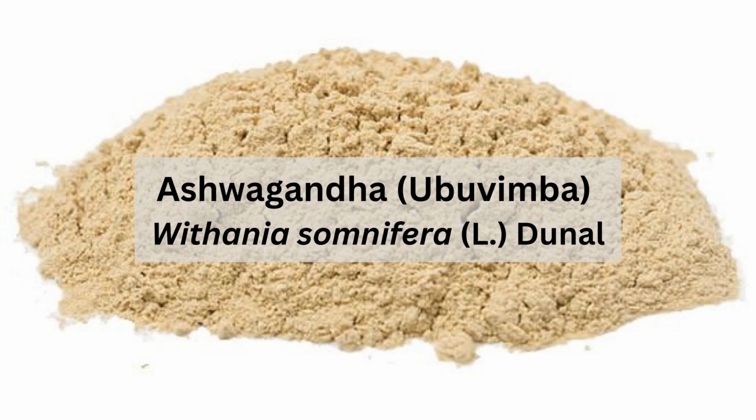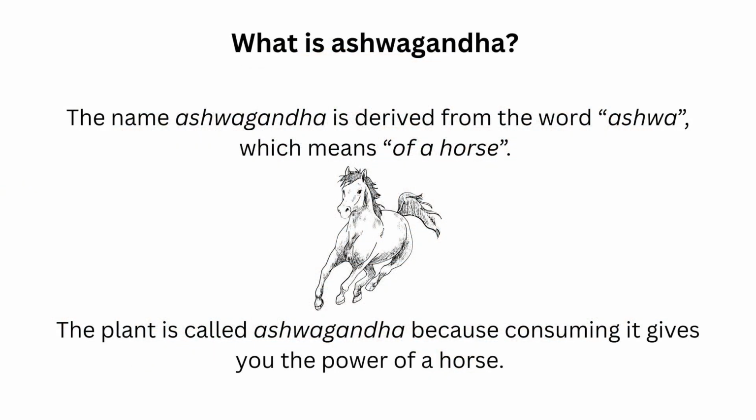Continuing with the Ayurvedic medicine series, today I wanted to do Ashwagandha. So, what is Ashwagandha? The name Ashwagandha is derived from the word Ashwa, which means of a horse or related to a horse. This is referencing the fact that the root apparently smells like a horse. The plant is called ashwagandha because consuming it gives you the power of a horse.